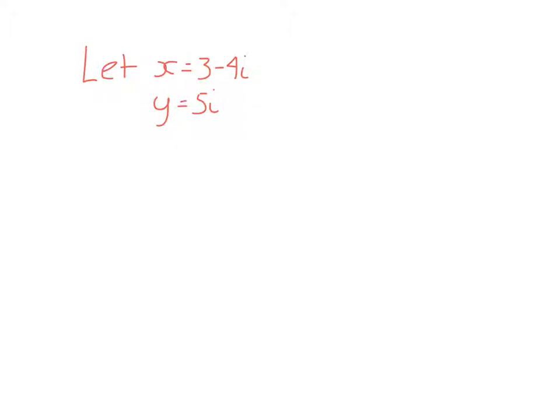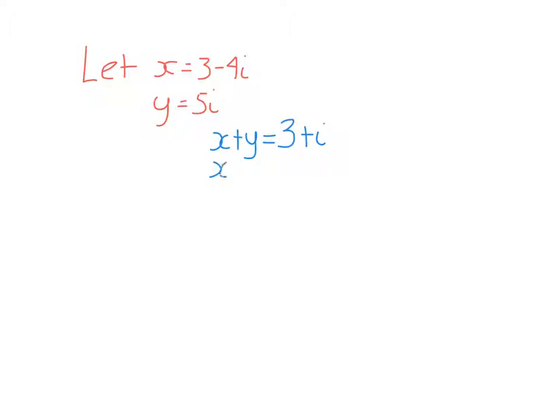So let's say I wanted to add these two together. Well, that's really simple. All we do is add together the real parts, so 3 plus 0 is 3, and then we add the complex parts. Treat it like terms in algebra. So minus 4i plus 5i just gives you 1i.